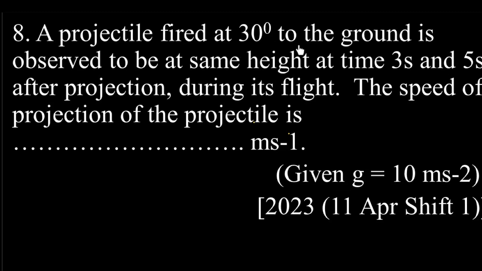A projectile fired at 30 degrees to the ground is observed to be at the same height at times 3 seconds and 5 seconds after projection during its flight. The speed of projection of the projectile is?